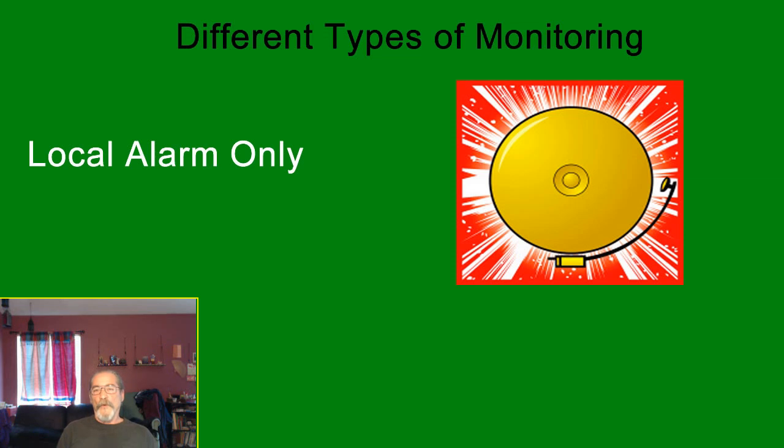Local alarm only means that it only sounds a local alarm. No matter what the alarm is, whether it's fire, carbon monoxide, somebody opens a door, it sets off the alarm and the alarm rings. In California, the alarm is supposed to cut off in 8 minutes. That's the law, so it can't just ring all day long.